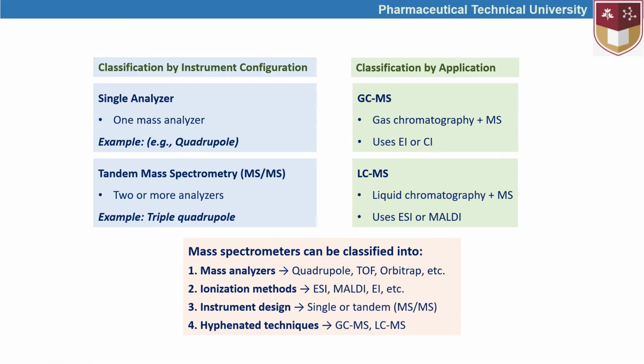And according to ionization methods, they can be classified as electrospray ionization, MALDI, electron ionization, and according to instrument design, it can be single or tandem, as we talked, and they can also be hyphenated as GCMS or LCMS.